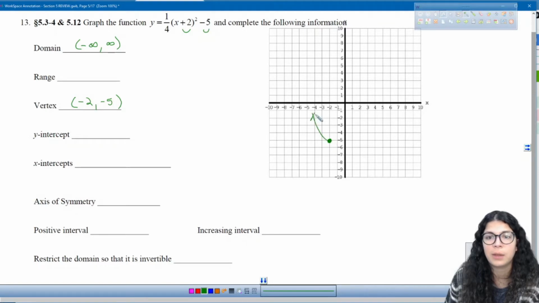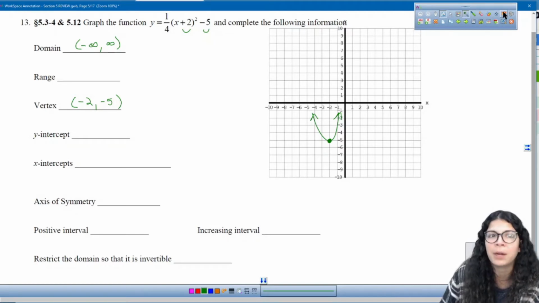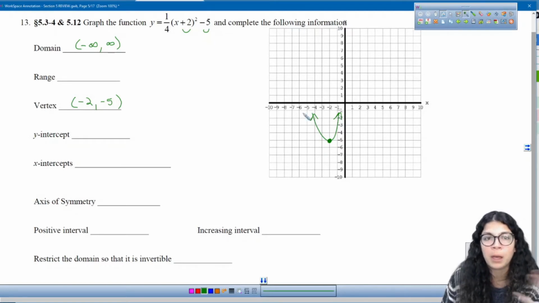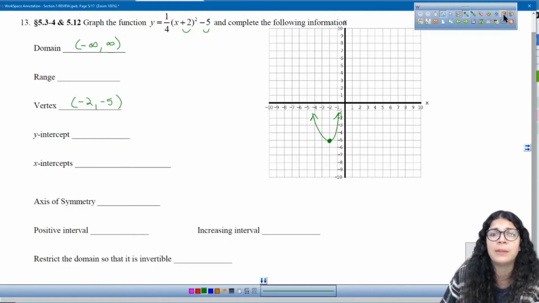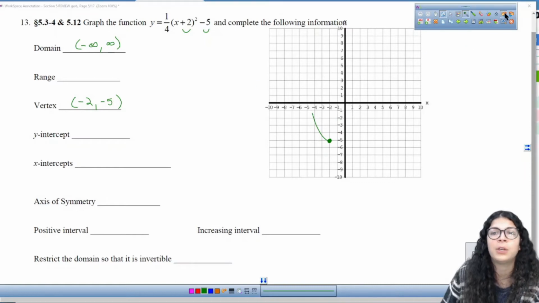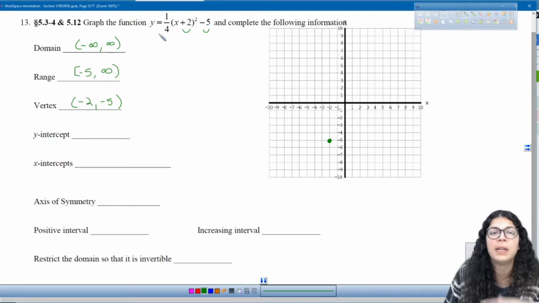Right, so just if I did a quick rough sketch without any other points, which, you know, you need some other points to make it a better sketch, but it will be an upward facing parabola with this as the lowest value. So already the range, I could tell right away, right? The lowest y value will be that -5, and then that will go up to positive infinity since it is an upward facing parabola. Let's go ahead and find the y-intercept.